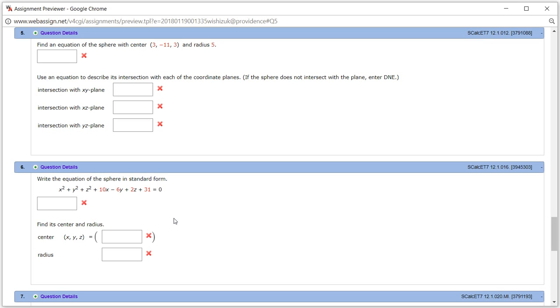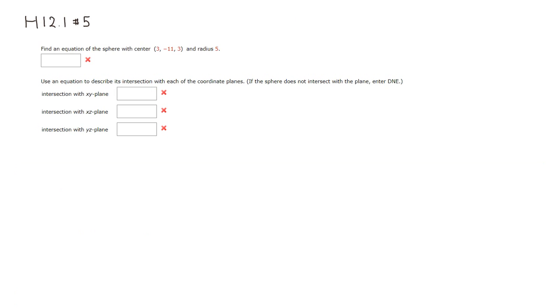All right, let's look at the homework 12.1, problem number 5. We want to find an equation of the sphere with center (3, -11, 3) and radius 5. Let's do that first. This is pretty simple.